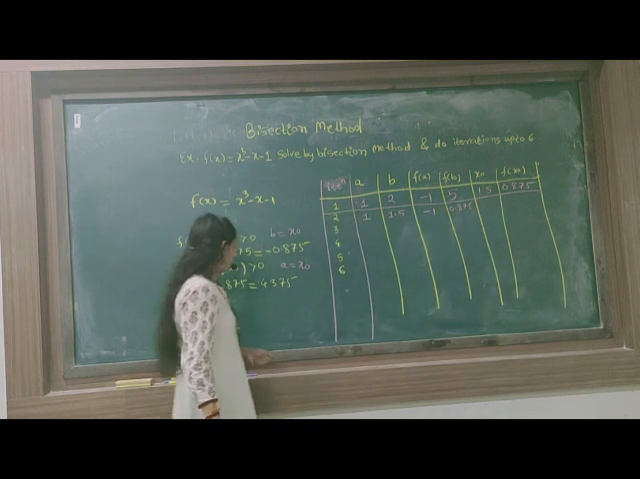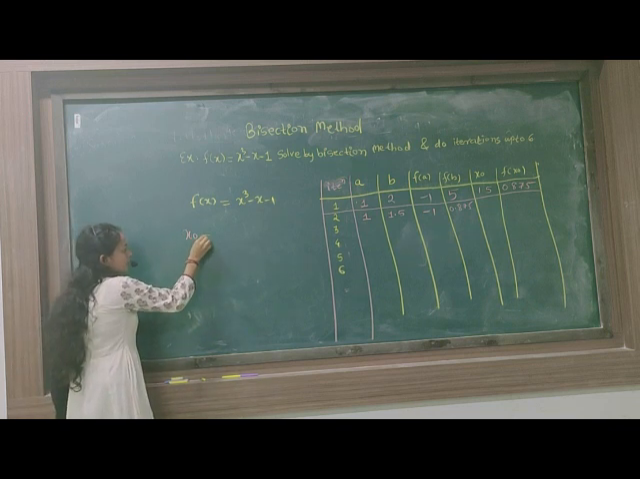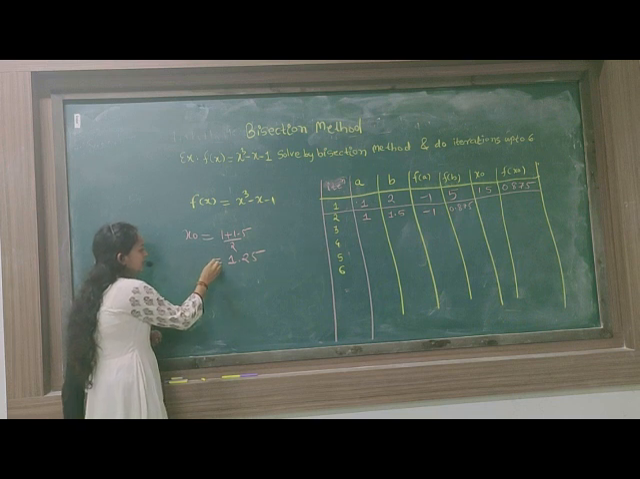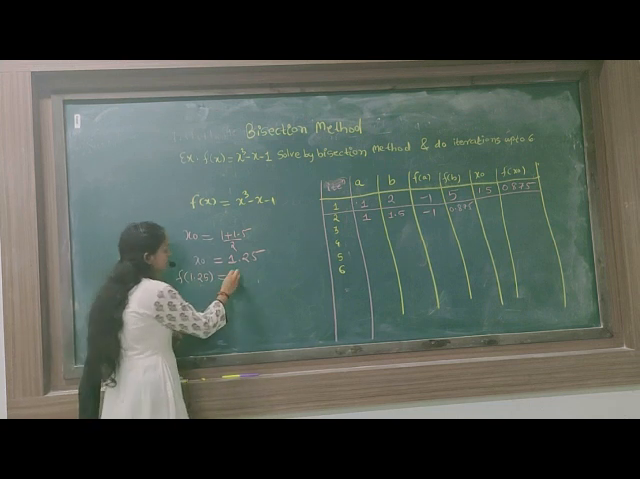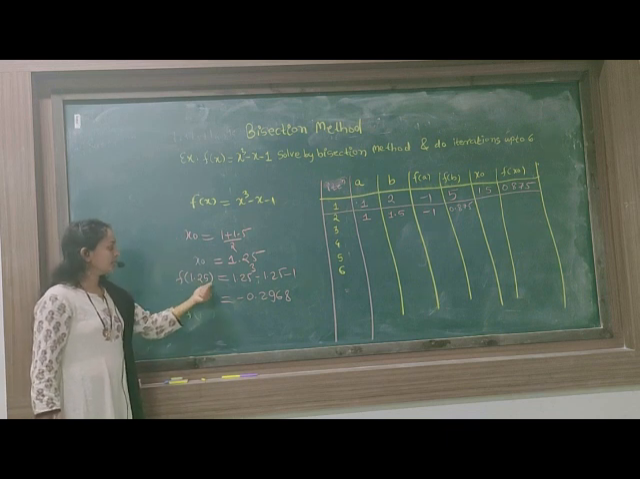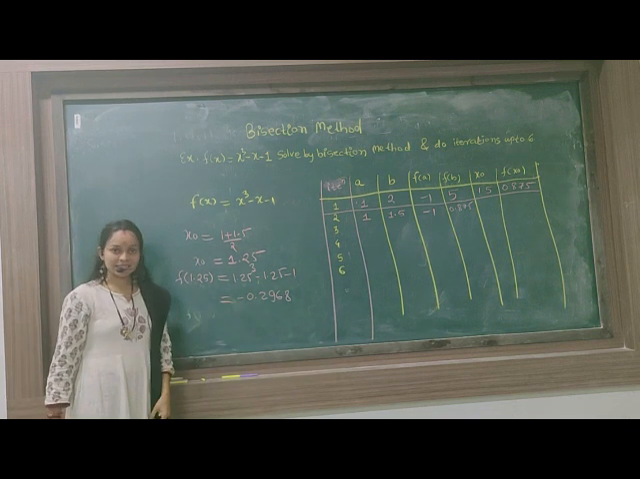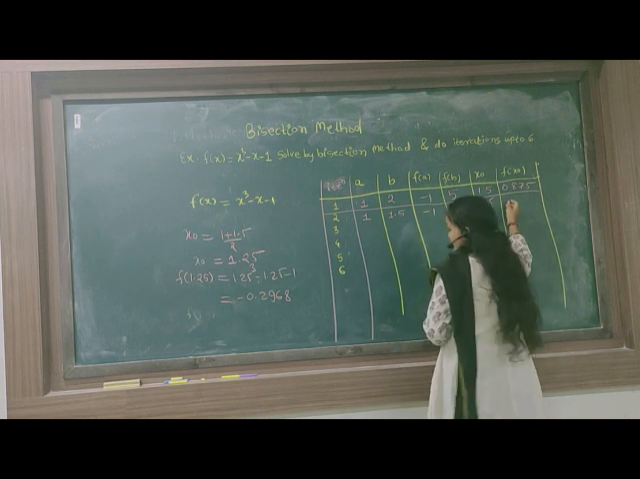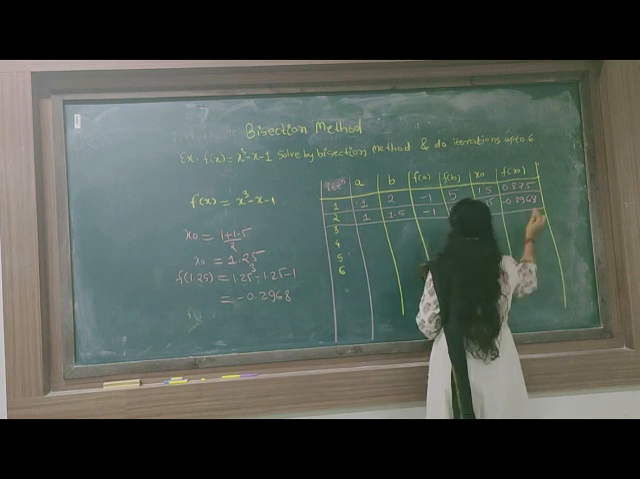Now how can you calculate the average? That is simple. x0 is 1 plus 1.5 divided by 2, which is 1.25. In the same manner you calculate the function of 1.25, which is 1.25 cube minus 1.25 minus 1. So you get the value minus 0.2968. You can put it over here: x0 is 1.25 and f of x0 is minus 0.2968. In this way you have completed our second iteration.